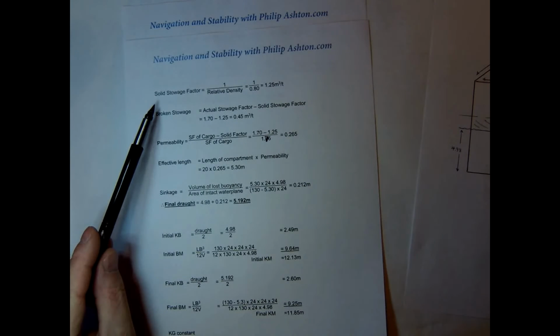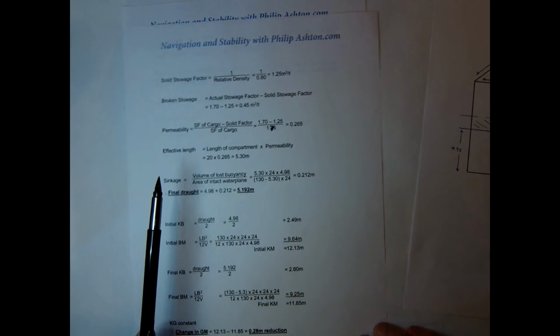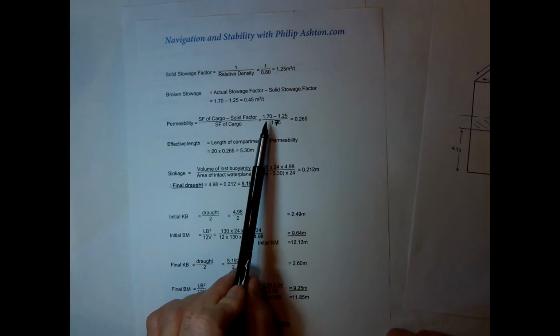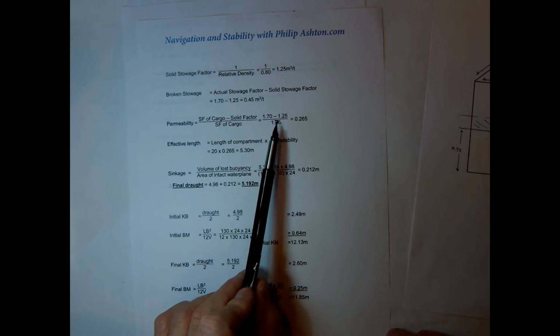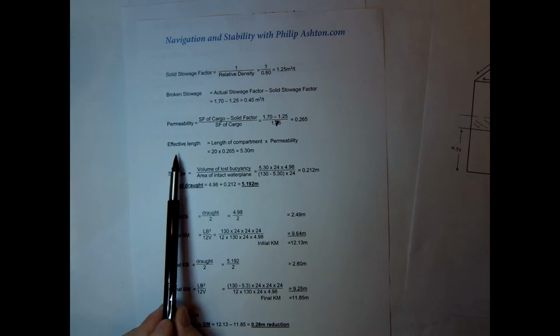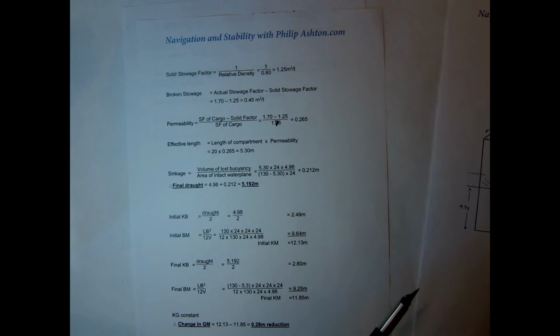Of course, we've got cargo, so we need to work out our solid factor, 1 over 0.8. You don't need to work out this broken stowage, but it's just showing you that there is going to be space there. So we work out the permeability, 1.7 minus 1.25 over 1.7, which comes to 0.265. So the effective length of the compartment is going to be 20 times 0.265, which is 5.3.